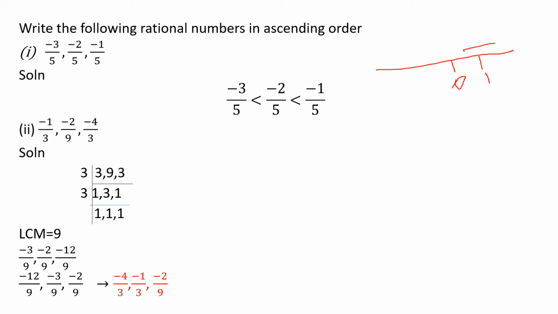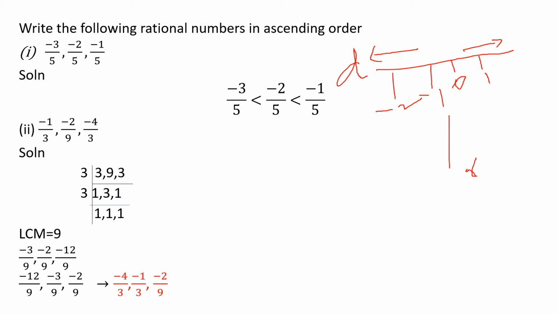So the number goes on increasing. But on the left-hand side, the number goes on decreasing, right? So here, minus 1 and minus 2, which is greater? Minus 1 is greater, right? So here minus 3 is smaller, next one is minus 2 and minus 1. So write in ascending order.